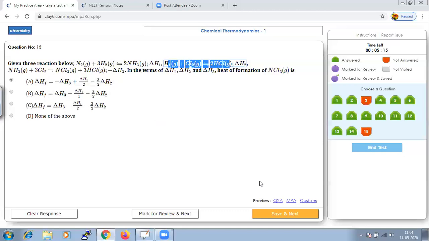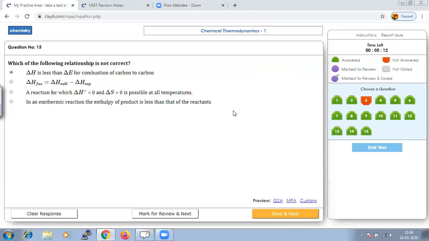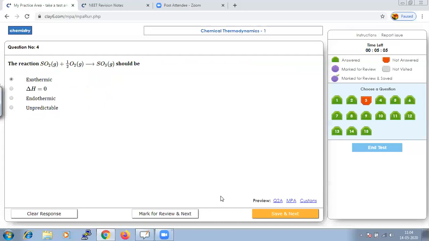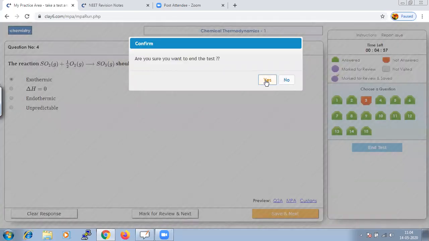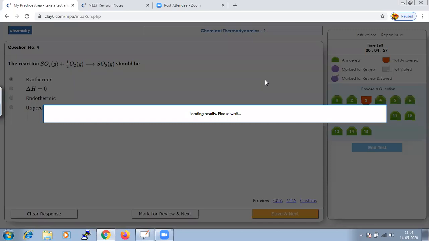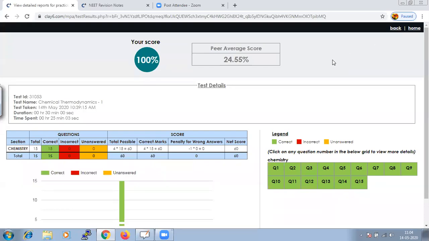So our option A is... I think I did not mark 3. Let us mark. So let us end the test since we have completed all the 15 questions. Once you end that test, please keep an eye on the time, because knowing the answer alone will not be important, but solving the question in the given duration is also important.